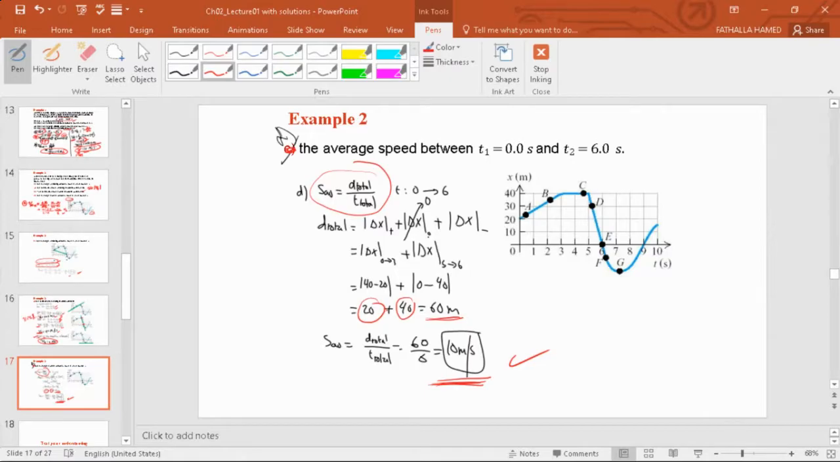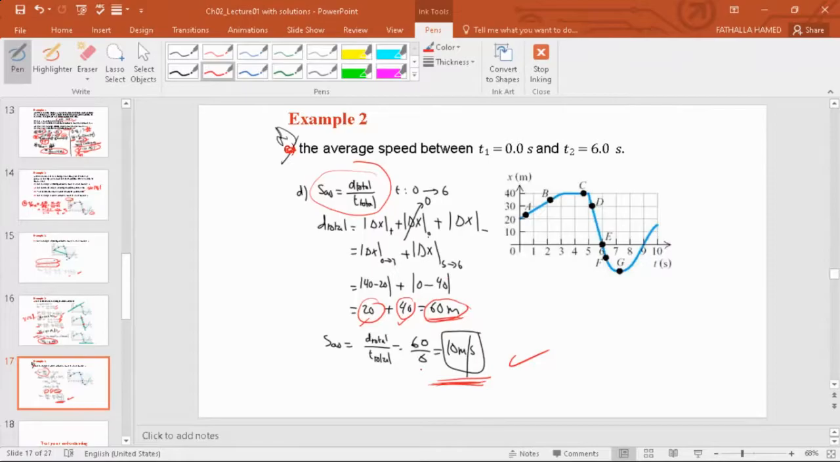We have it here in more detail. In the interval between 3 and 4, you're basically getting 0. But between 0 and 3, you get 40 minus 20. You have to take the absolute value of that because it's a distance, so it's 20. And between 5 and 6, it is 0 minus 40, but you take the absolute value of that and you get 40, so your total distance is 60.